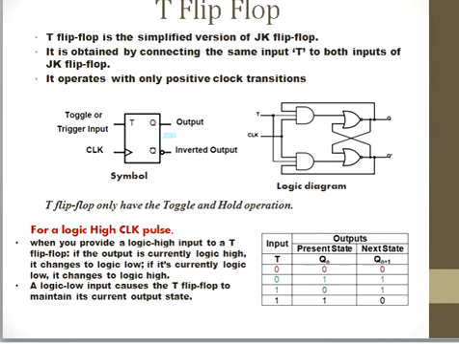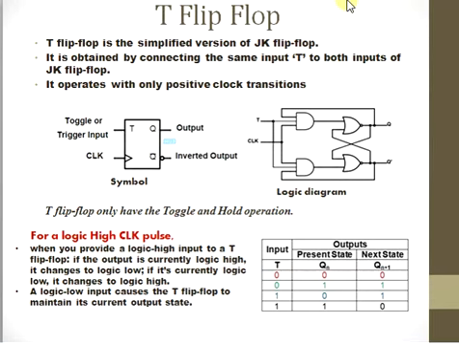Now let us talk about the T flip-flop, where the T stands for toggle. This is a much simpler version of a JK flip-flop, where both the J and K inputs are connected together, and thus it is also called a single input JK flip-flop, along with a clock input. So instead of giving independent J and K values, these two are directly connected.